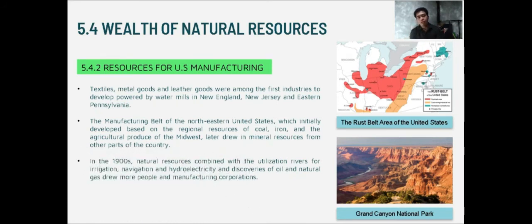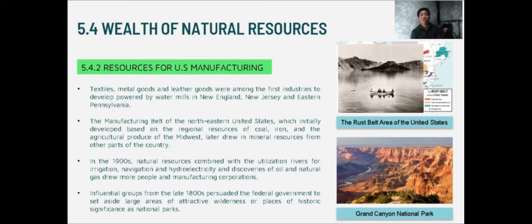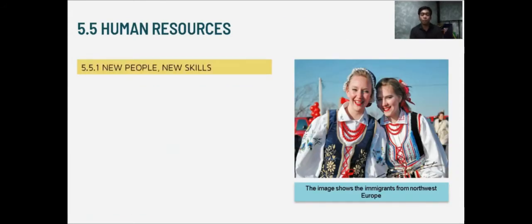While most Americans focus on natural resource was on potential for economic benefits. Influencing groups from the late 1800s forced the federal government to set aside large area of attractiveness, wilderness of areas of cultural interest such as national parks, long before much settlement had taken place. Most of these are the west, although smaller parts of eastern land have also been acquiring and designated as national parks.